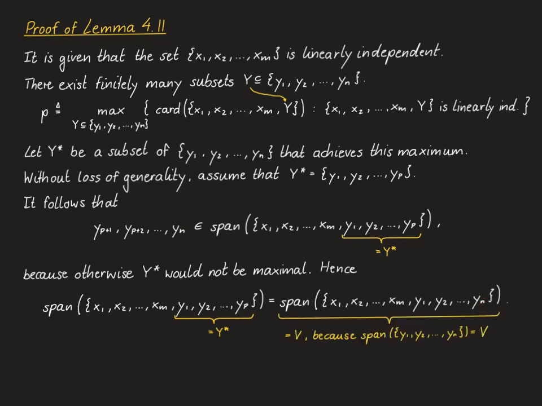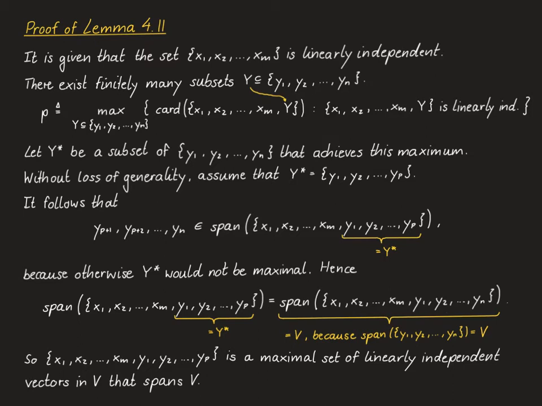Now notice that the span of these vectors must be equal to the entire vector space V, and that's because the span of these vectors here is already equal to V by assumption. So to summarize, we have proved that this set is a maximal set of linearly independent vectors in V, and that's by construction. And we have also shown that this set spans V. So by Theorem 4.10, it follows that this set is a basis.